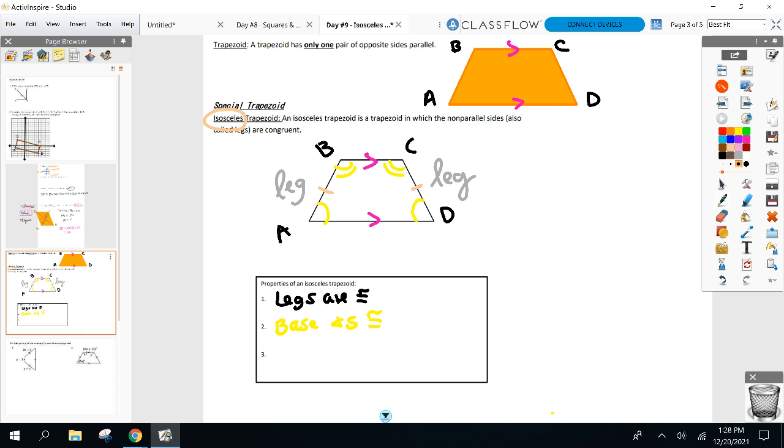One more property, and I'm not going to draw it in because my diagram's just going to get sloppy. Not that it already is. Diagonals of an isosceles trapezoid. You've got a 50-50 shot of saying the right term. What do you think? And you failed. Congruent. Good try, Paul. They are congruent.